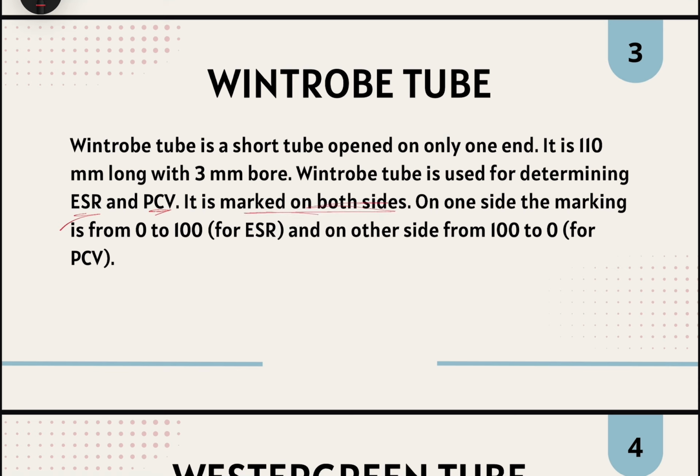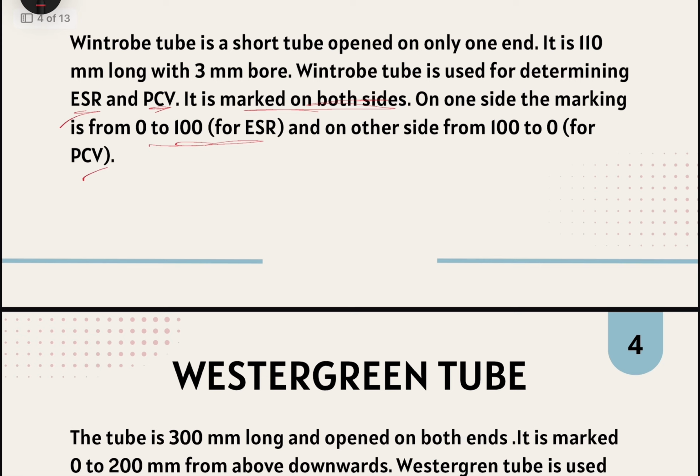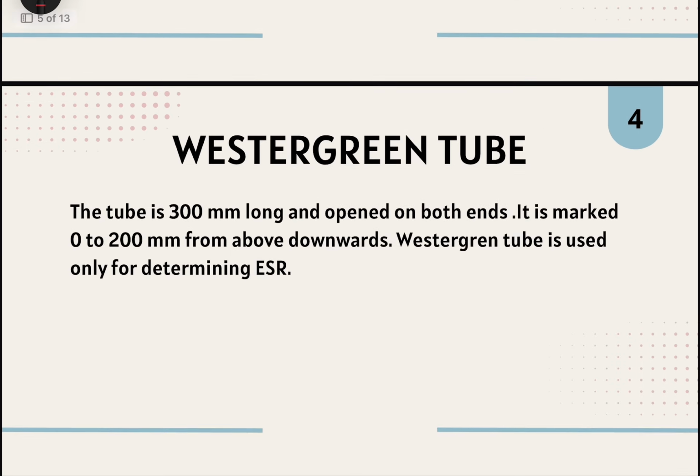On one side the marking is from 0 to 100, that is for ESR in millimeters, and on the other side from 100 to 0 for the packed cell volume. It might be difficult to understand from this description, so we will understand both with a detailed diagram in the upcoming slides. And the Westergren tube is 300 mm long and opened on both ends. It is marked 0 to 200 mm from above downwards. The Westergren tube is used for determining only the ESR value.